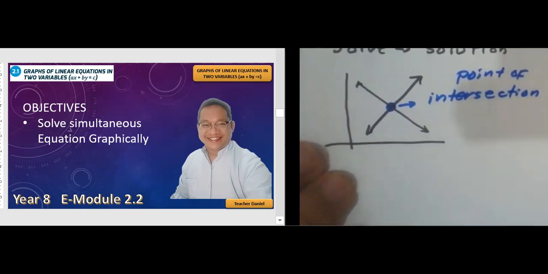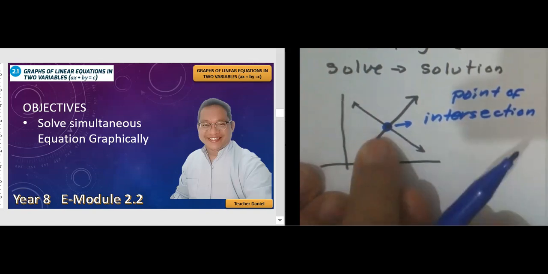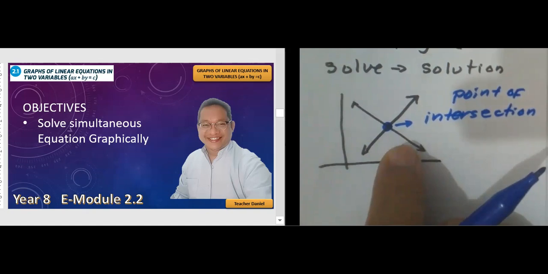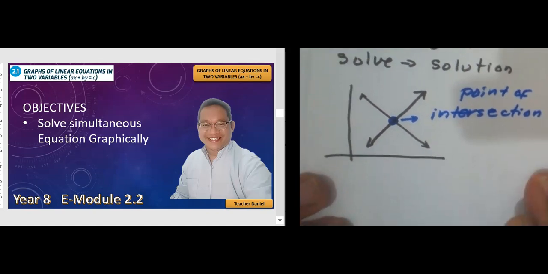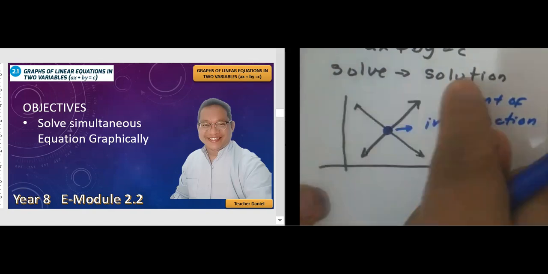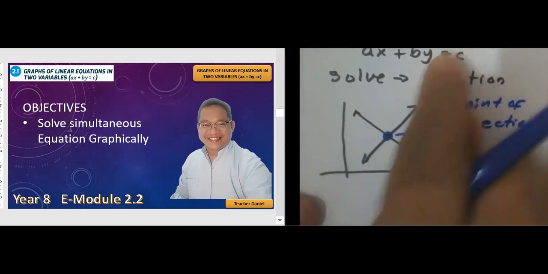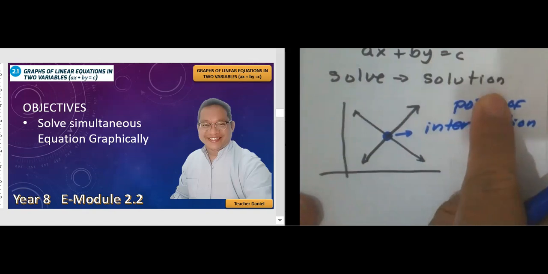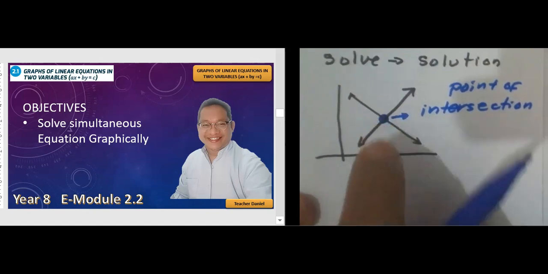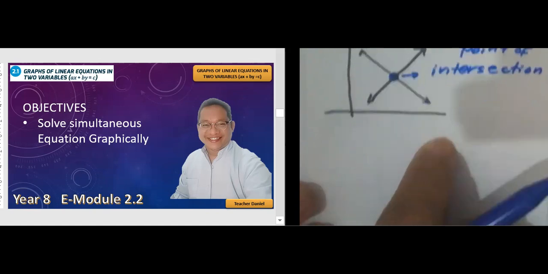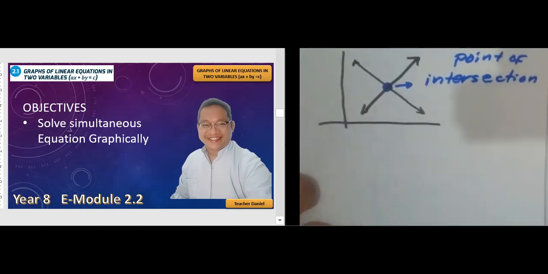Take a look, when the two lines intersect, they intersect in only one point. There are other possibilities wherein they will intersect at more than one point, but that's not part of this coverage. So again, when you say simultaneous equations, you are dealing with two equations, and when you say solve, it means you are looking for the solution, the point of intersection wherein the two lines actually meet. In the video before this, we learned how to draw the graph.